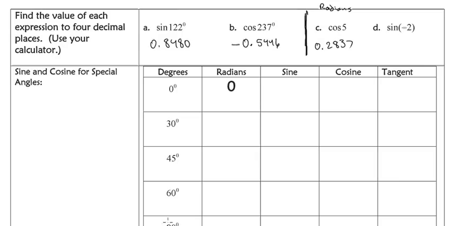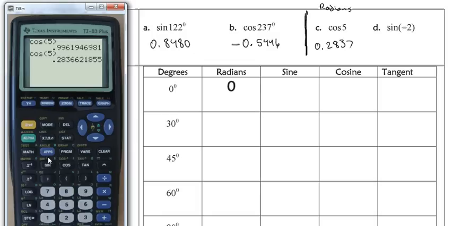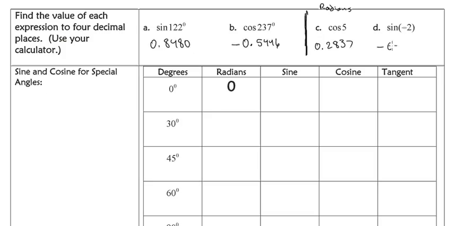All right, and then sine of negative 2. Sine of negative 2 gives us negative 0.9093, rounding that up. So negative 0.9093. All right, hope that helps.